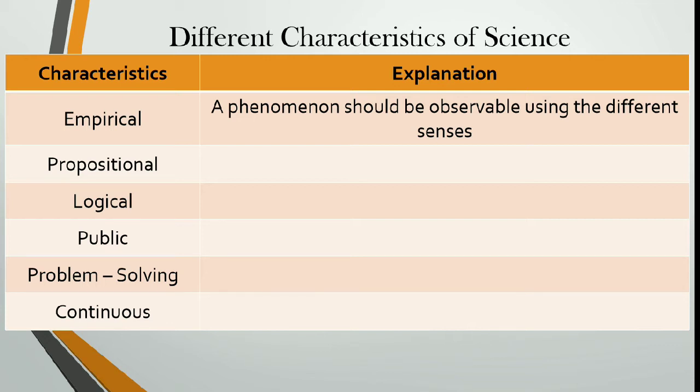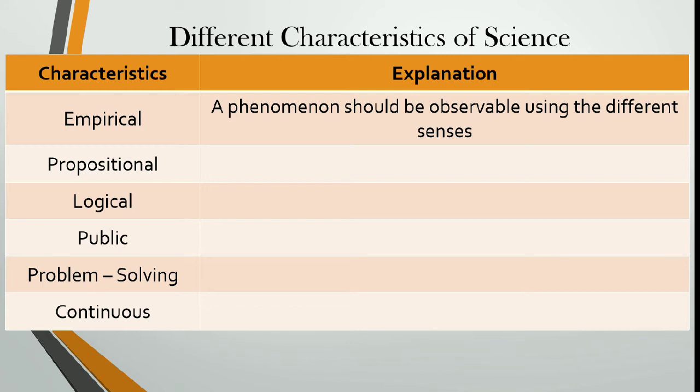Meaning to say, we can acquire knowledge, we can acquire science, once a certain entity or phenomenon can be studied using our senses. So it could be via the sense of sight, smell, taste, hearing, or even touch. That kind of learning, wherein you're able to use your senses to absorb knowledge, is what they call empirical. So, the empirical characteristic of science.